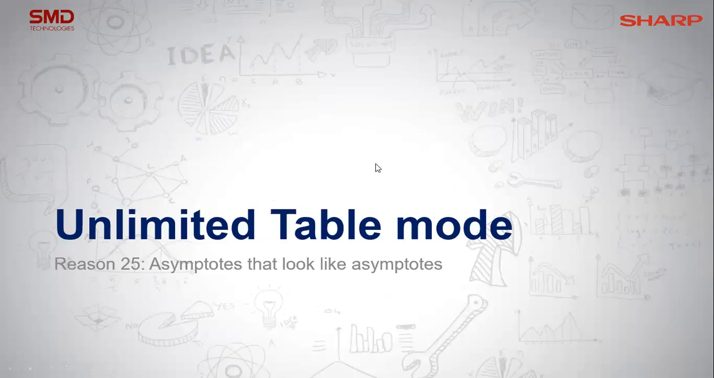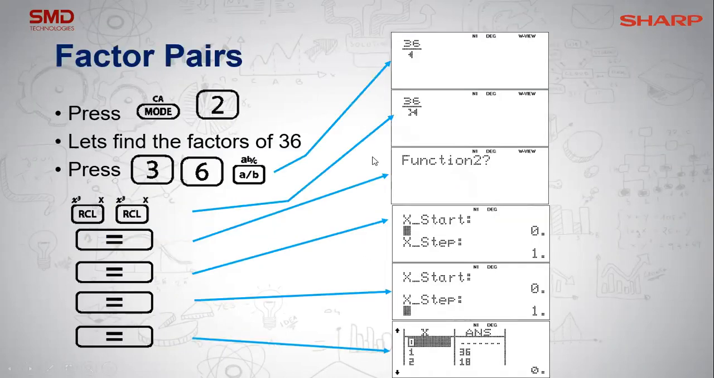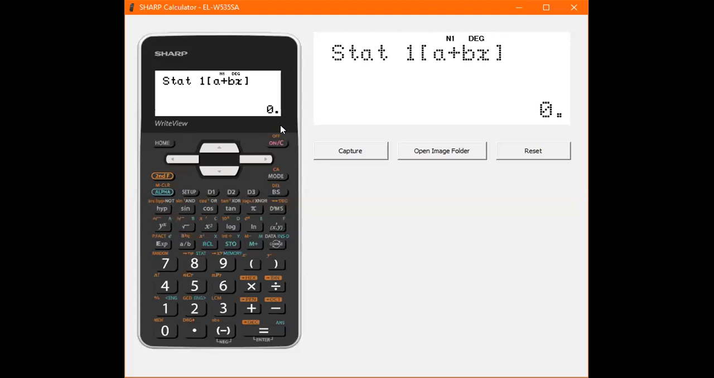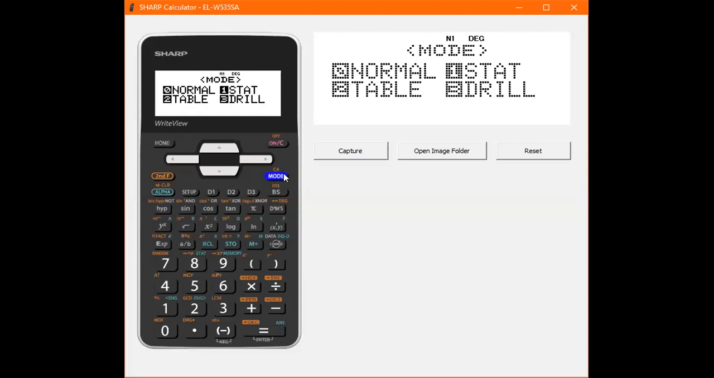So reason 25 is because on your table mode, your asymptotes actually look like asymptotes. So I'm going to show you a very basic example quickly in your table mode. We will come back to table mode towards the end because there's a lot of nice things that you can apply in teaching with table mode, which is really cool. So to get to table mode, we press mode and 2 for table.